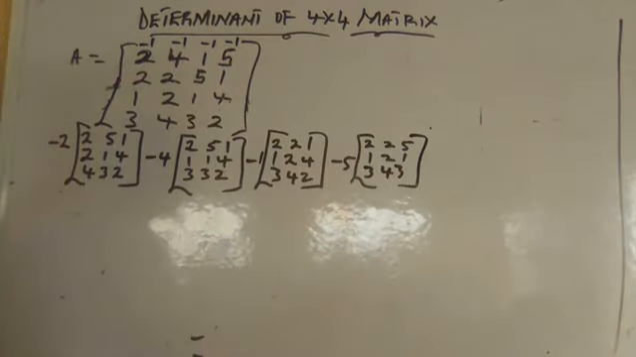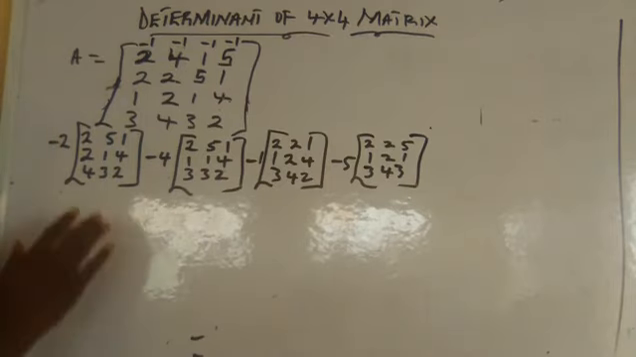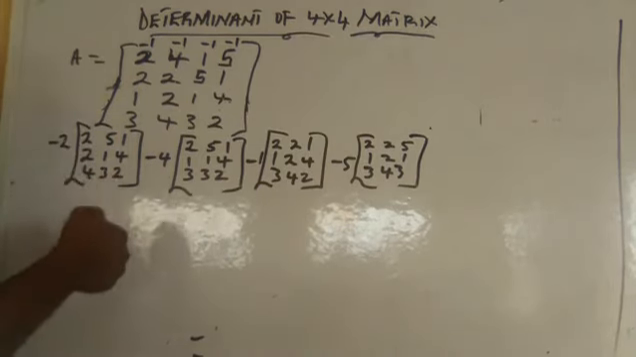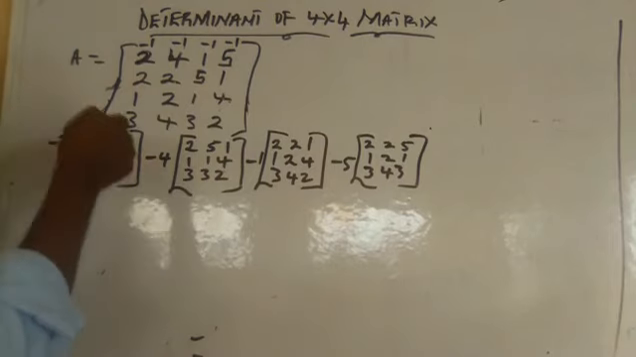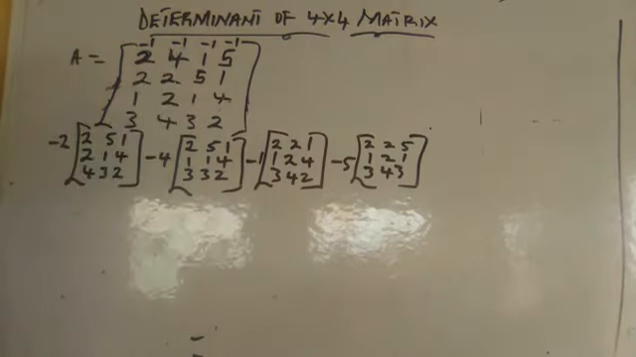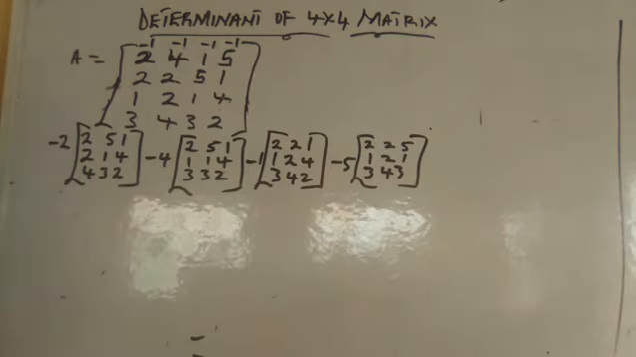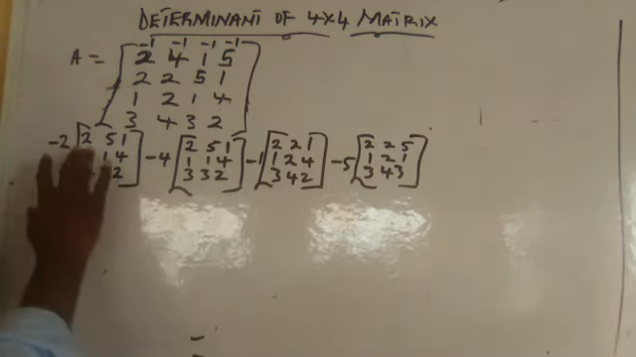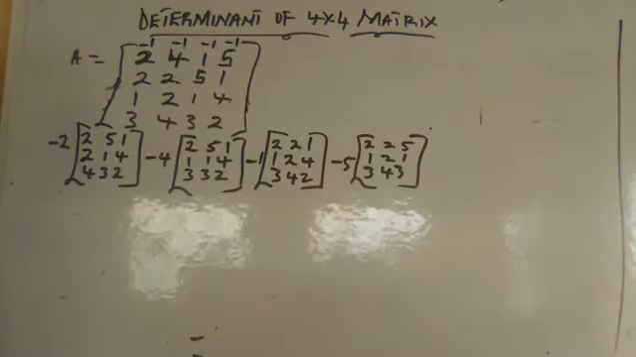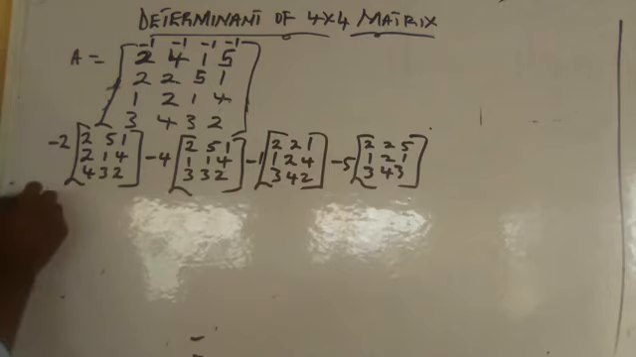Now we are proceeding. You can see that we now derive 3 by 3 determinants from this 4x4 matrix. The next thing we do is expand each of the 3 by 3 subdeterminants along the first row. How do we do this? It's very simple. Having gotten these 3 by 3, we start from here with the -2.